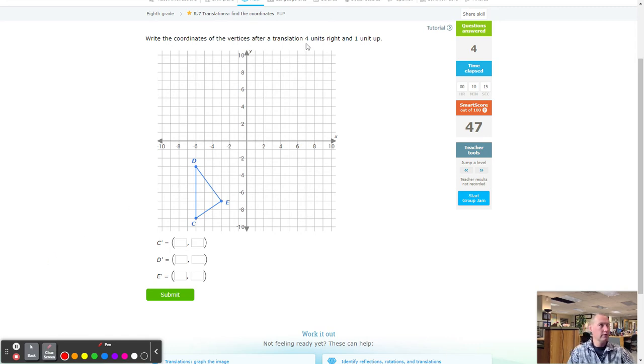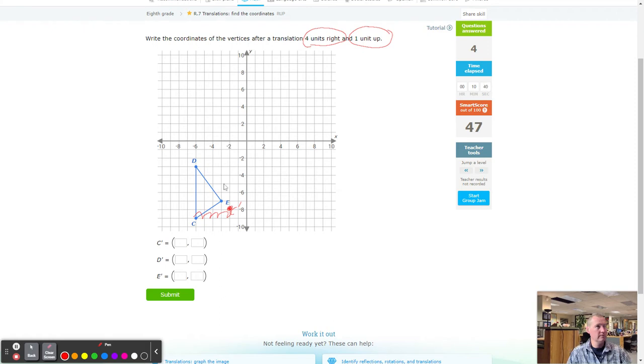All right, what do we got here? We got 4 units right and 1 unit up. Not as bad as the last one. So 4 units right. Let's just start with C prime, or go to C prime from our pre-image. This is called the pre-image. Here we go. 4 to the right. 1, 2, 3, 4, up 1. And we got C prime.